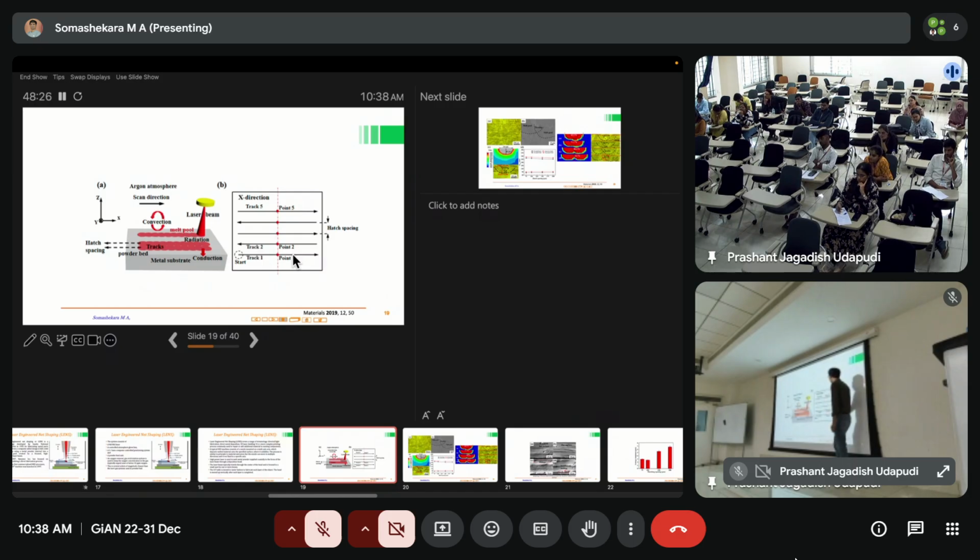So instead, if you start here, go like this, and then go like this, every layer you create is like a fresh start, which means the thermal gradient will be large compared to if you go here.